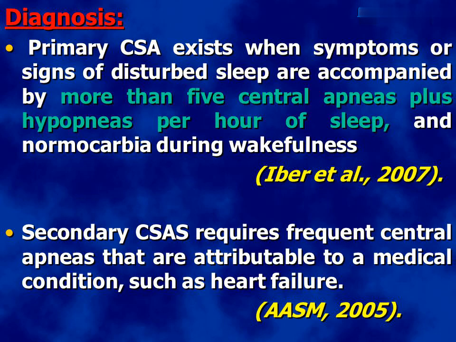Diagnosis: primary CSA exists when symptoms or signs of disturbed sleep are accompanied by more than 5 central apneas plus hypopneas per hour of sleep, and normocarbia during wakefulness. Eber et al., 2007. Secondary cause requires frequent central apneas that are attributable to a medical condition, such as heart failure. AASM, 2005.